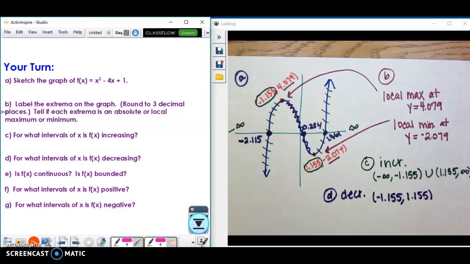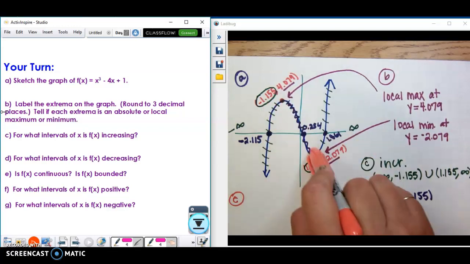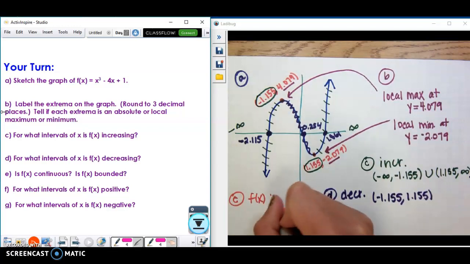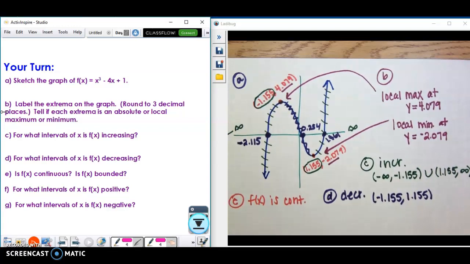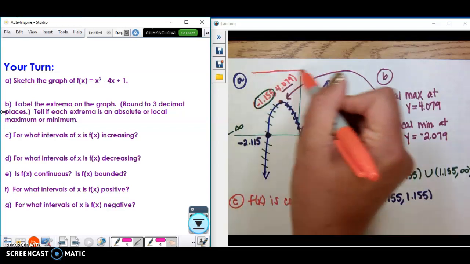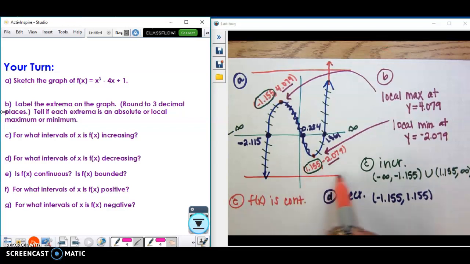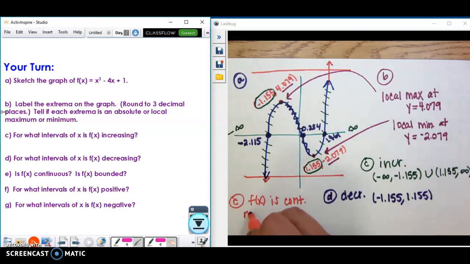All right, part E wants to know, is it continuous? So take your pen or pencil, and from your left to your right, do we ever have to pick up our pen or pencil? No. So it is continuous. All right, then it says, is it bounded? All right, bounded, remember you're going to draw the line above and below to see if it's going to cross. So if I was to draw this line here, because this has an arrow, it would cross. If I draw it below, it would cross. So because it's going to cross above and below, that means it is not bounded.